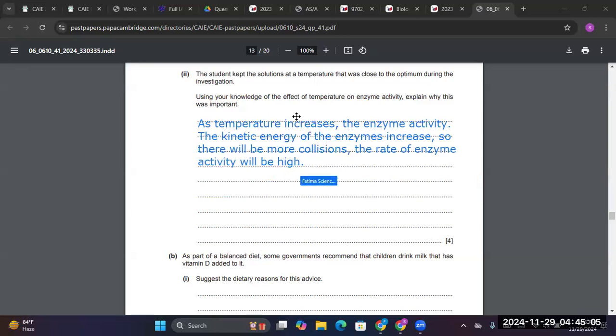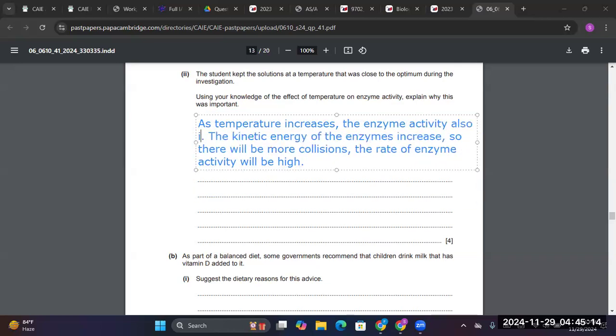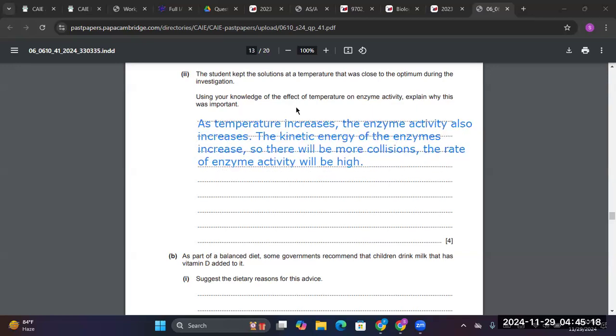First, talk about what happens when the temperature increases. As the temperature increases, the enzyme activity also increases. This is because the kinetic energy of the enzymes increases. So there will be more collisions because the enzymes will move faster, so the rate of enzyme activity will be high.